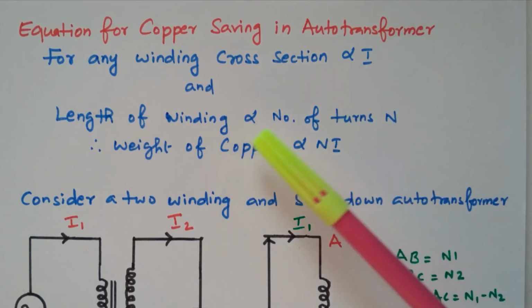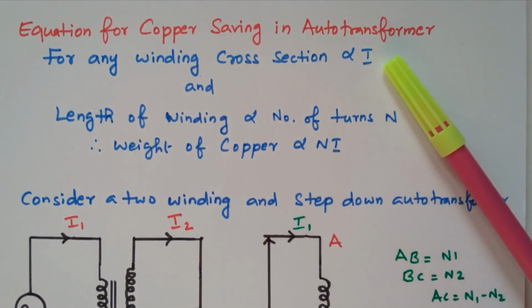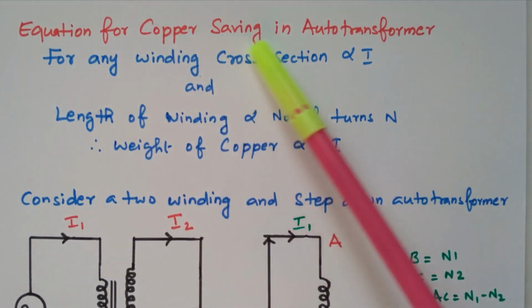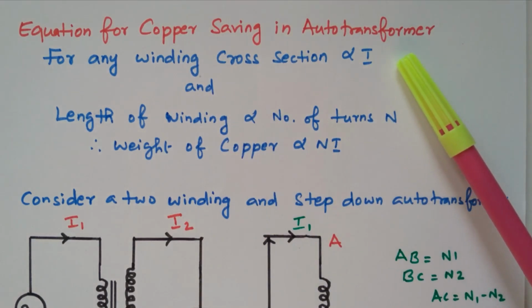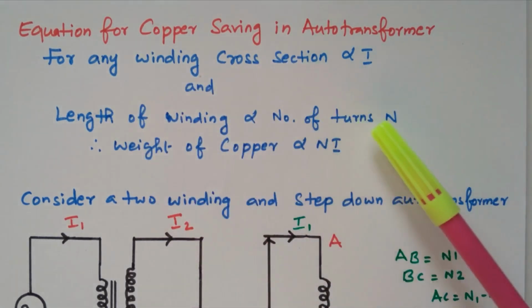Now we will go to the topic, equation of copper saving in Autotransformer. We know that there are two types of transformer, two winding transformer and Autotransformer. With the Autotransformer, the copper is saved. We are going to frame the equation for copper saving, because in Autotransformer we are using only one winding for both primary as well as secondary. So automatically we will get the copper saved. The amount of copper used is lesser. For that we are going to frame the equation.